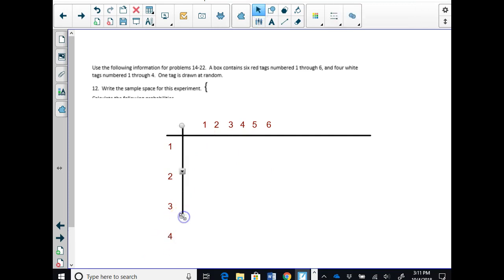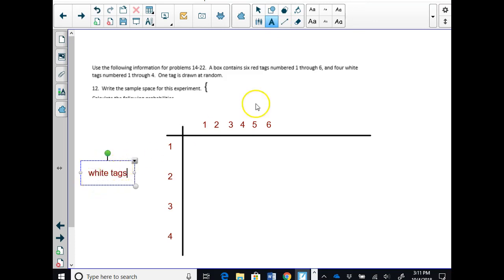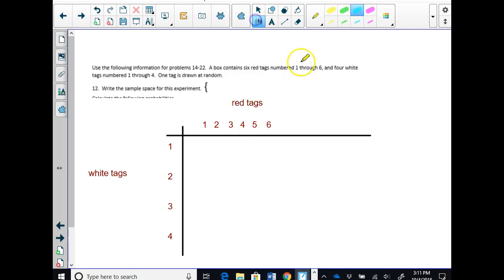Now it's easier to do my sample space this way. I have all my white tags here, and then my red tags here. If it would help, maybe bring a colored pencil tomorrow. This first one would be a white tag of 1 and a red tag of 1. The next one in the sample space would be a white tag of 1 and a red tag of 2. You just keep going down, and fill out that sample space to help you answer those questions.